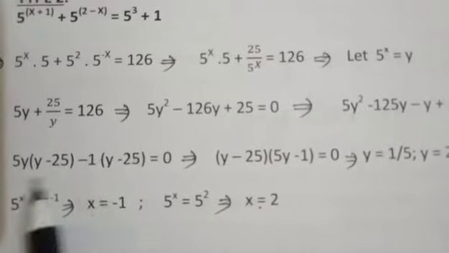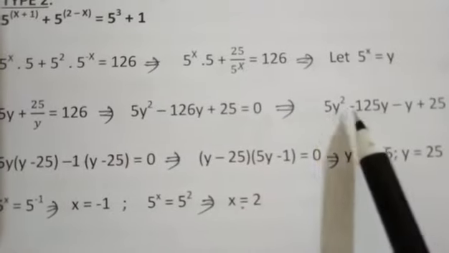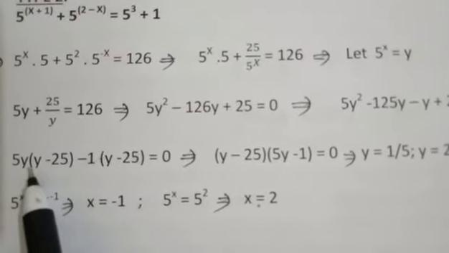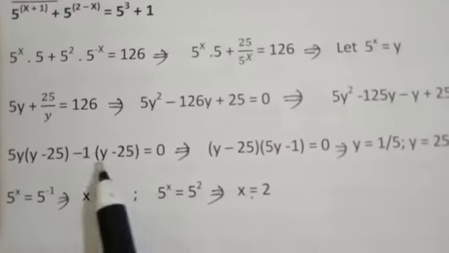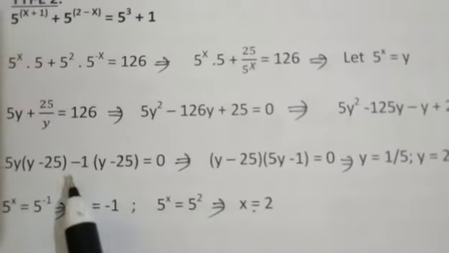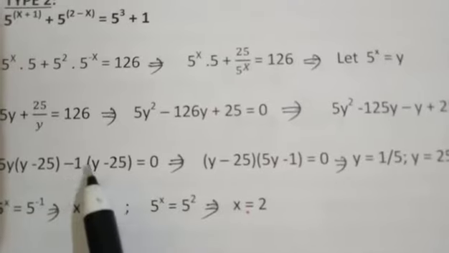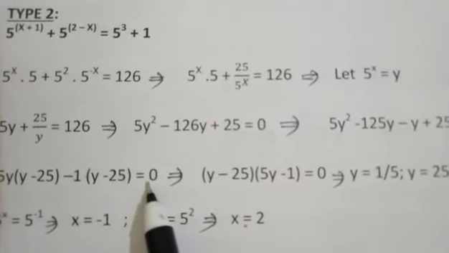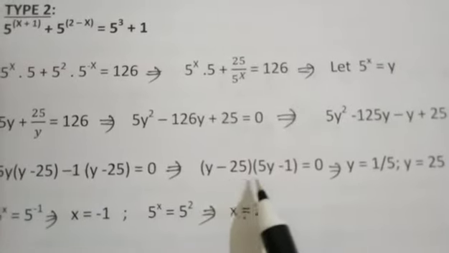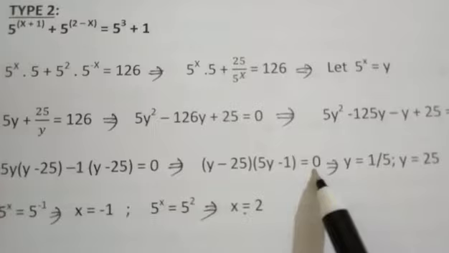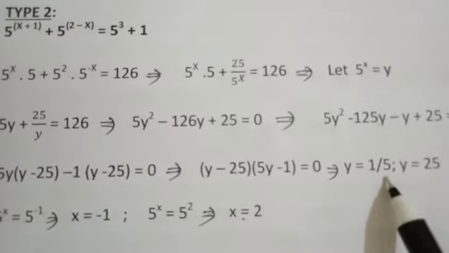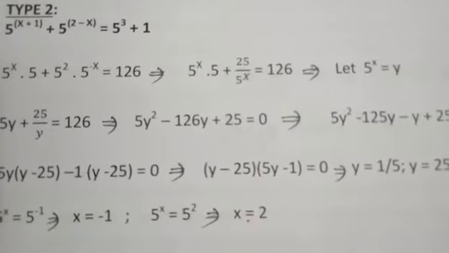This implies if we take 5y common in the first two terms, we will get 5y(y - 25), and -1 is common between both of them. Then we get -1(y - 25) = 0, which implies y - 25 is the first factor, 5y - 1 is the second factor, and solving we are going to get y = 1/5 and y = 25.